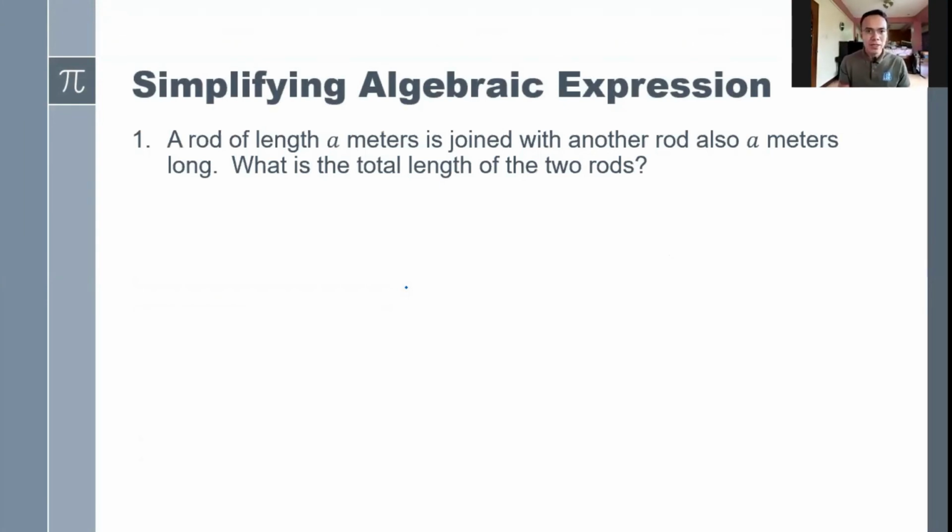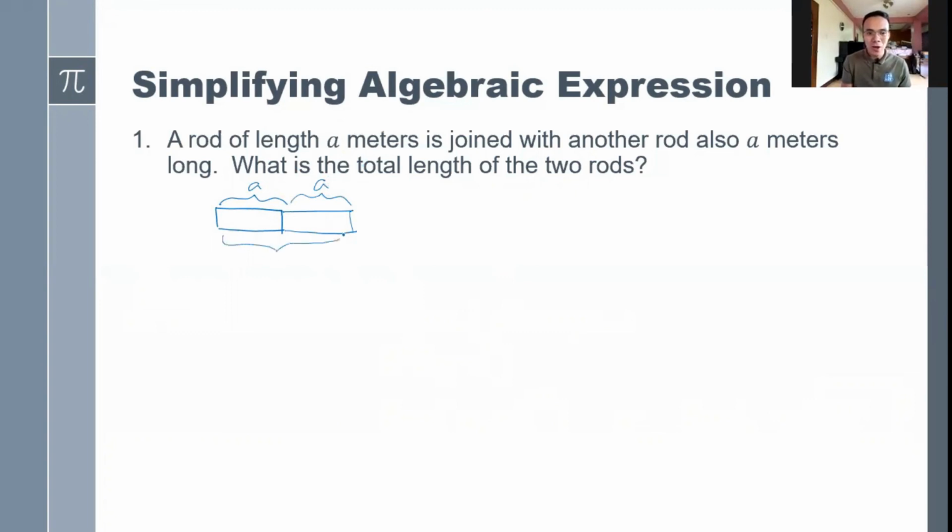Let's have number 1. A rod of length A meters is joined with another rod also A meters long. What is the total length of the two rods? So we have here one rod. Its length is A. Right? It's given A. And we have another rod. Its length is also A.